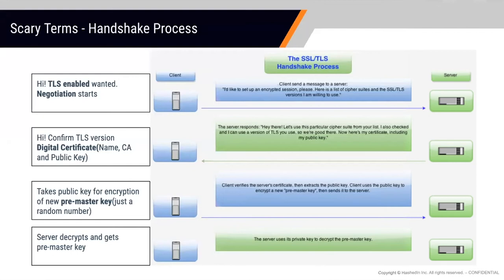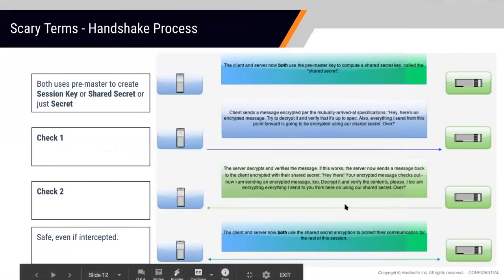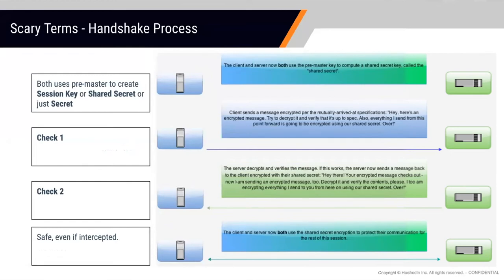Now once they establish this, they create a shared secret. This shared secret is just another key altogether, a randomly generated key. This is often called a session key or just a secret. So these terminologies are the same. Don't get phased by these again. Session key, shared secret, and secret are just the same thing.